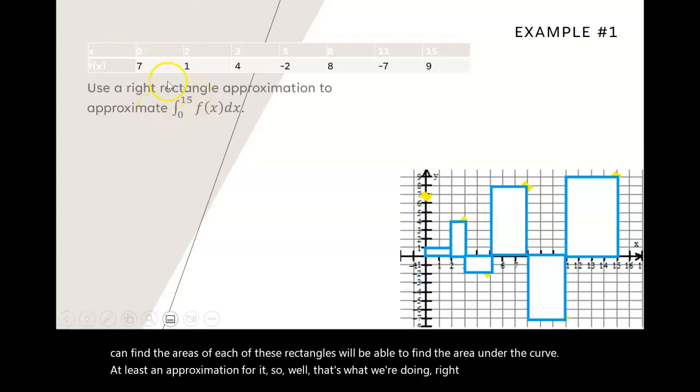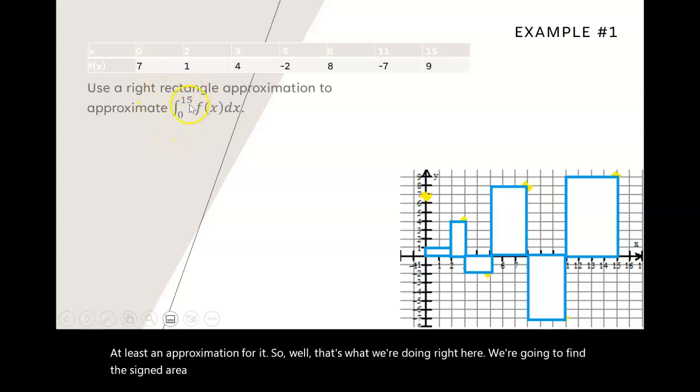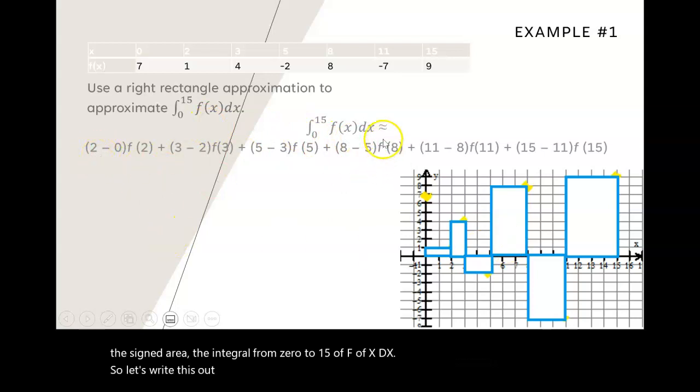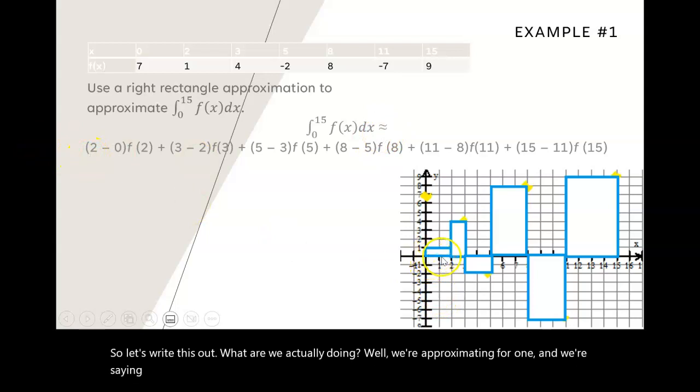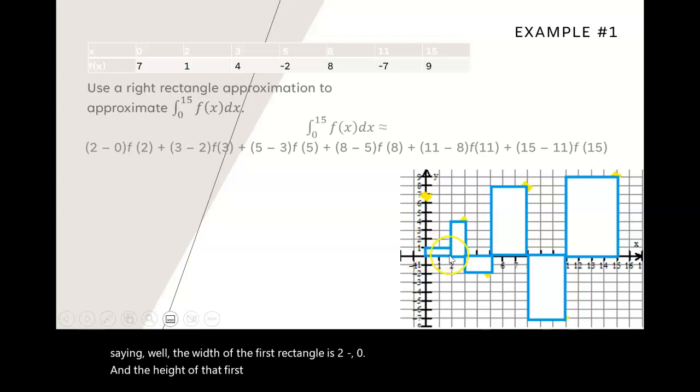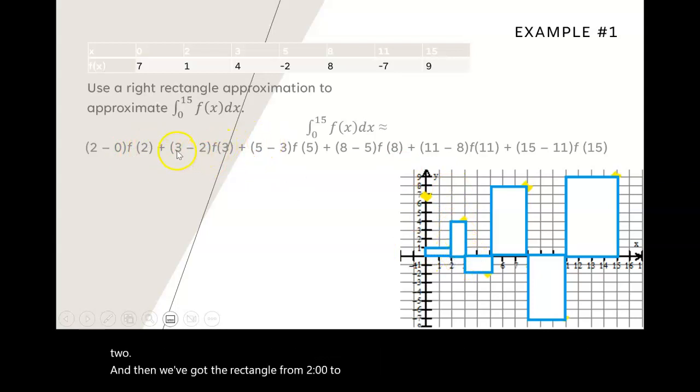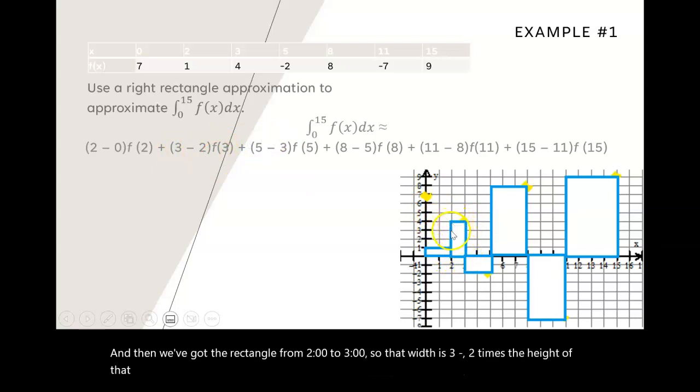We're going to find the signed area, the integral from 0 to 15 of f of x dx. So let's write this out. What are we actually doing? Well, we're approximating, for one. And we're saying the width of the first rectangle is 2 minus 0, and the height of that first rectangle is the height of the right endpoint, which would be f of 2. And then we've got the rectangle from 2 to 3, so that width is 3 minus 2, times the height of that rectangle at the endpoint 3.